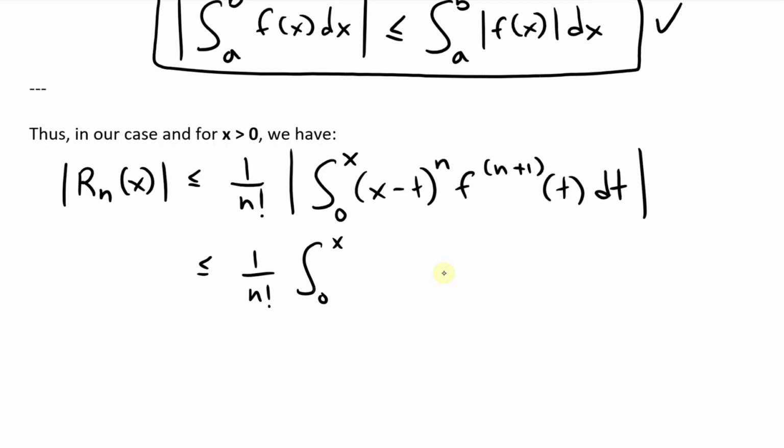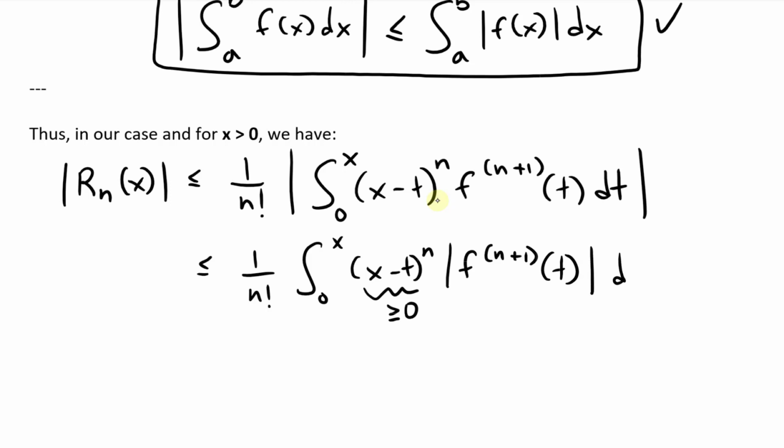But this x minus t, because we're plugging in this x, which is always going to be greater than 0, and we're taking x minus t, the lowest it can get is just 0, so this is always going to be positive, and we can remove it from the absolute value. This is greater than or equal to 0, and then we have the absolute value of the n plus 1 derivative of t, dt. So we put that absolute value inside.